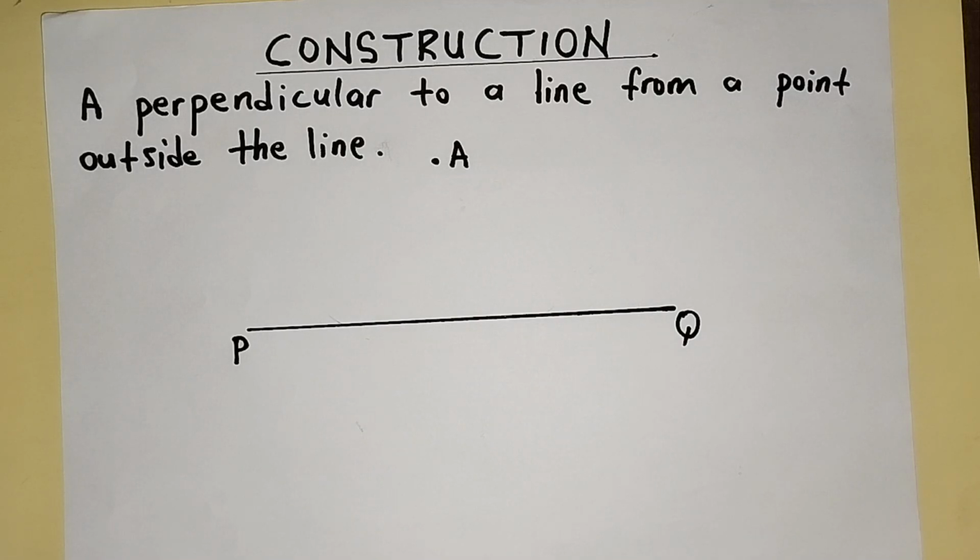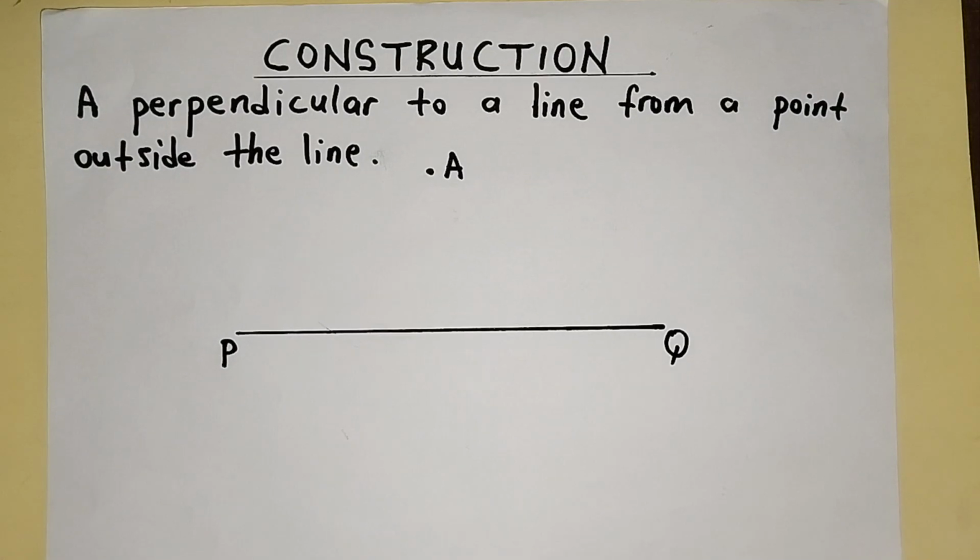So before I show you how to use construction, I want to explain the construction which you are going to use. The construction you are going to use to answer that same question is the one here. Let me read. It says a perpendicular to a line from a point outside the line.